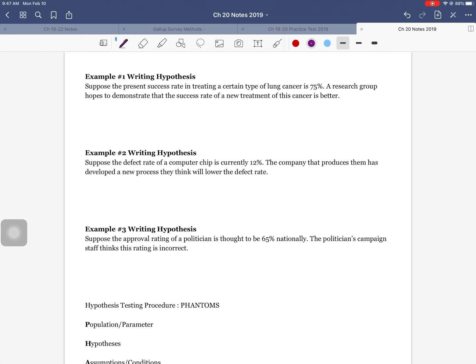So let's write a couple null and alternate hypotheses. So example 1 says, suppose the present success rate in treating a certain type of lung cancer is 75%. A research group hopes to demonstrate that the success rate of a new treatment of this cancer is better. So the null would be that P is equal to 75%. We always take what they say as being true or being the null. Then the alternate says they think they can do better, which means they would cure more people. So the alternate would be that we think the P is greater than 75%.